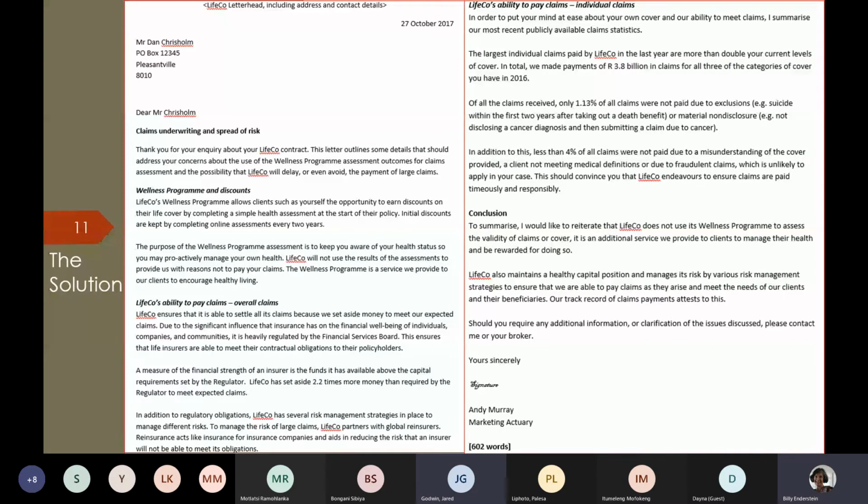Okay, I'm quickly going to jump in here. Sorry, Bongani. I want to say that this letter, in the opening paragraph, says it's going to address your concerns about the use of the wellness program, assessment outcomes for claims assessment, and the possibility the Lifeco will delay or even avoid the payment of large claims. So there is no need for you to have a lead-in sentence saying now I'm going to discuss the wellness program and discounts, or after that, now I'm going to discuss Lifeco's ability to pay claims. This is not a long document, remember, and you're also guided by the word count.